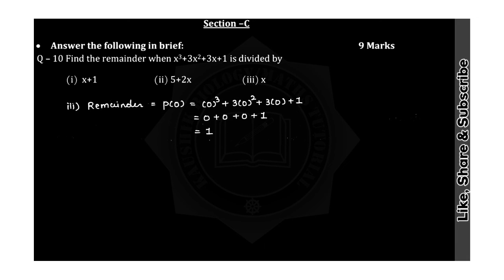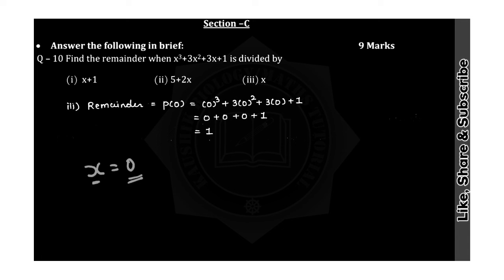Now consider the last one. So here only your linear polynomial is given, x. So take directly x equals 0. That means your value of x is 0, and that value we have to substitute in your polynomial, which gives the remainder, and therefore the remainder will be p of 0.